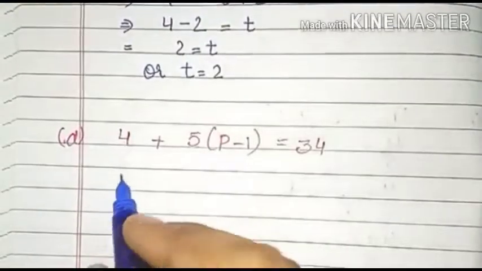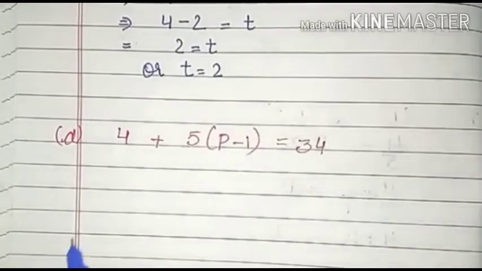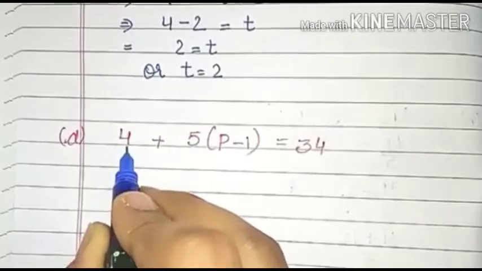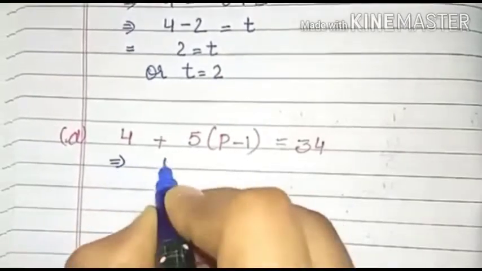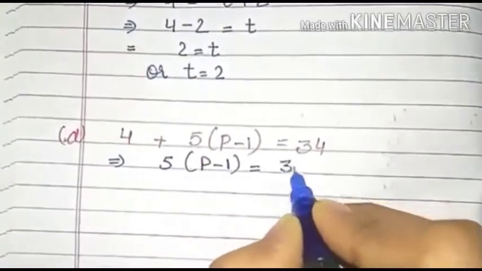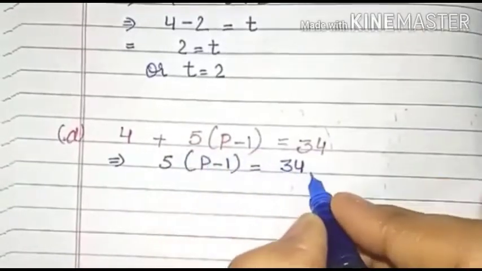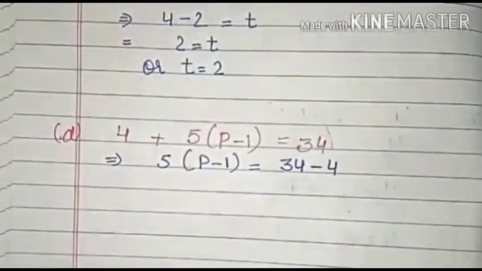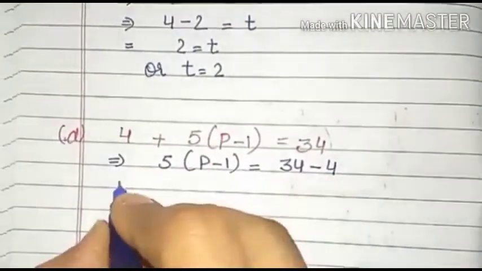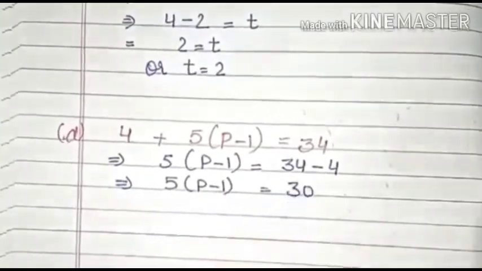Now see the D part. 4 plus 5 into (p minus 1) is equal to 34. Same way, what will we remove first? First we will get rid of this 4. So what we'll do? Keep 5 into (p minus 1) on the left hand side, and we will transpose the 4 because it is in addition with this 5 into (p minus 1). Now it will be subtracted on the right hand side. When you transpose, it will be changed into subtraction. So it will come 5 into (p minus 1) is equal to 30.